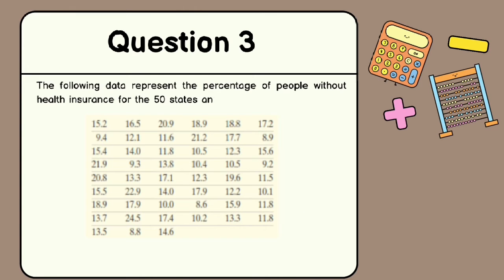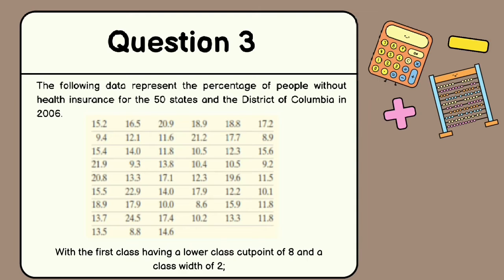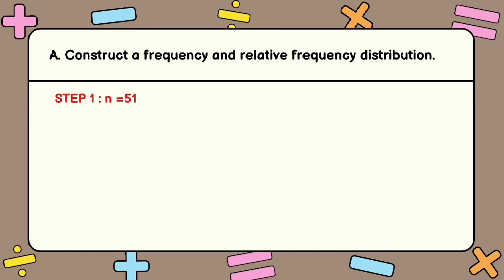Question 3. The following data represent the percentage of people without health insurance for the 50 states and the District of Columbia in 2006, with the first class having a lower class cut point of 8 and a class width of 2. Question A. Construct a frequency and relative frequency distribution.